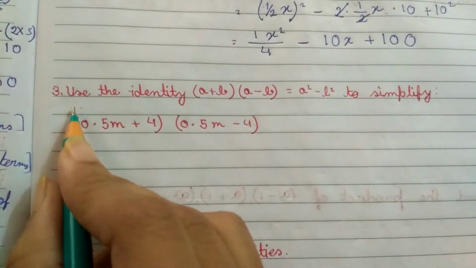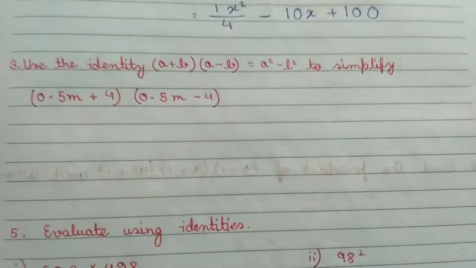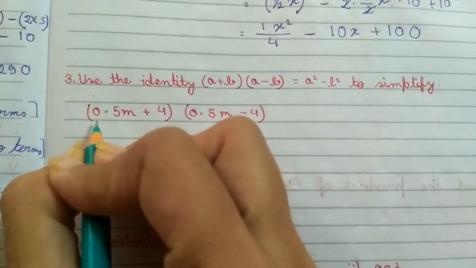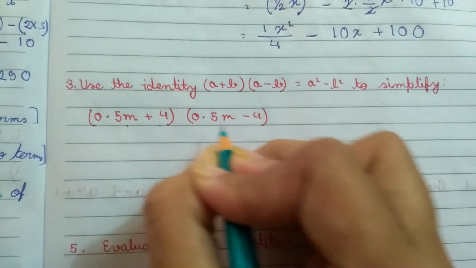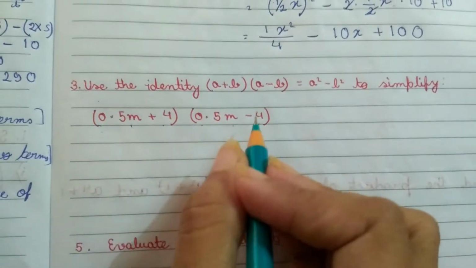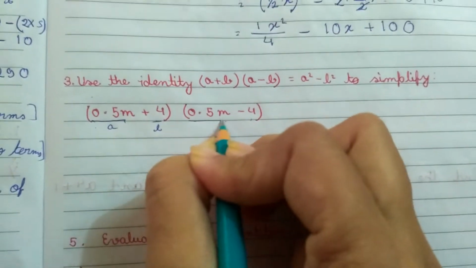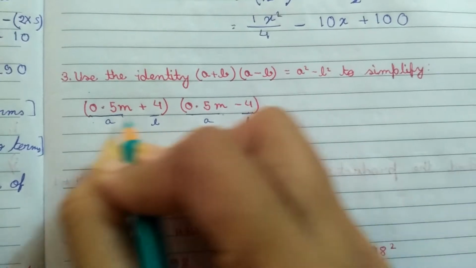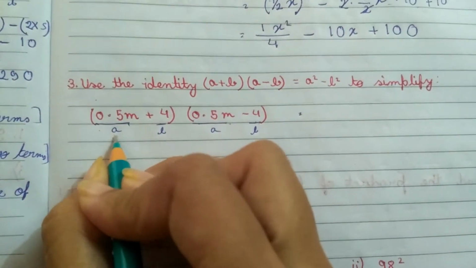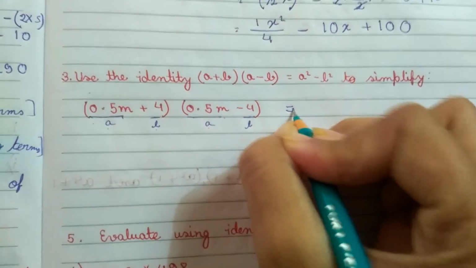Question number 3 is use the identity (a plus b) into (a minus b) equals a square minus b square to simplify. So, we have to use this. Just see (0.5m plus 4) (0.5m minus 4). Here, the signs are not the same, but the terms are the same. So, let this be a, this be b, and this be a, this be b. Only when the numbers and terms are all the same, then you can use it. It is (a plus b) and (a minus b). So, the formula must be a square minus b square.